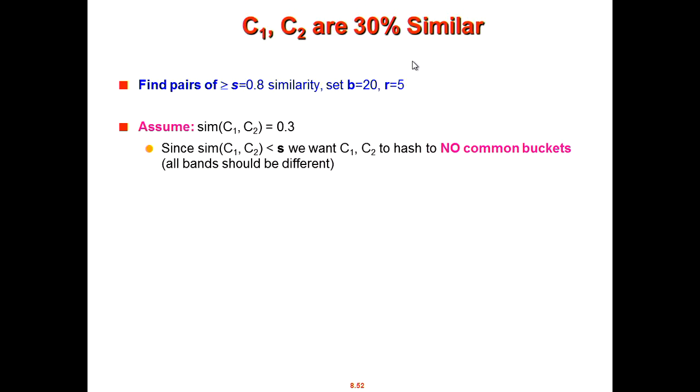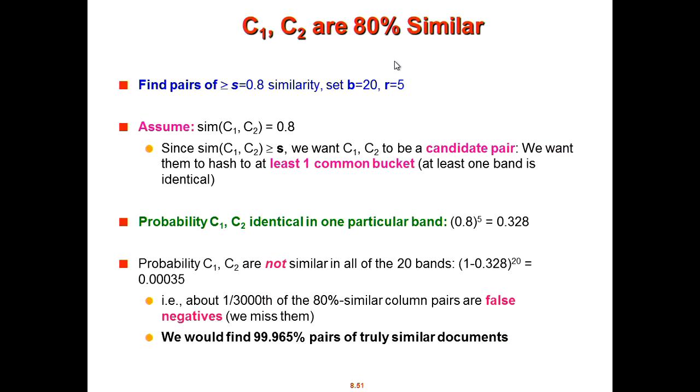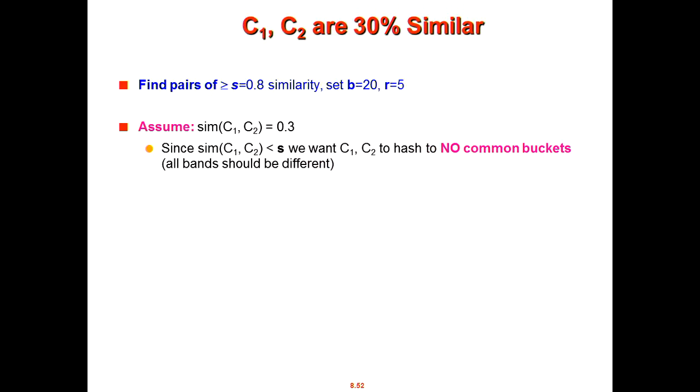Now let's look at the other case. Remember that we aim to find all the similar pairs. That's one case. Another case is that if they are not similar, we also expect that they are not detected in LSH, right? So let's look at another probability, when they are not similar to each other. Assume that the similarity is 0.3. Since this is much smaller than the threshold, we expect that they should not share a common bucket in any band. They should be different in all bands, so that they cannot be detected as a candidate pair.